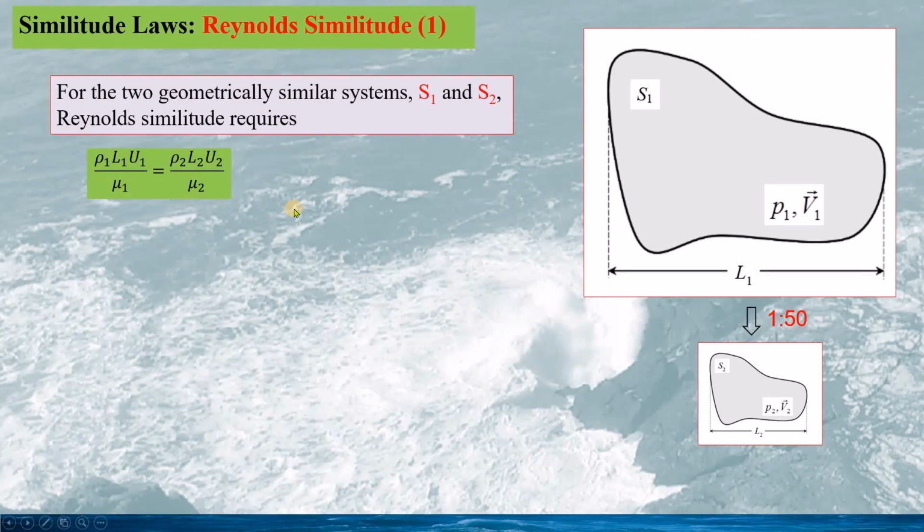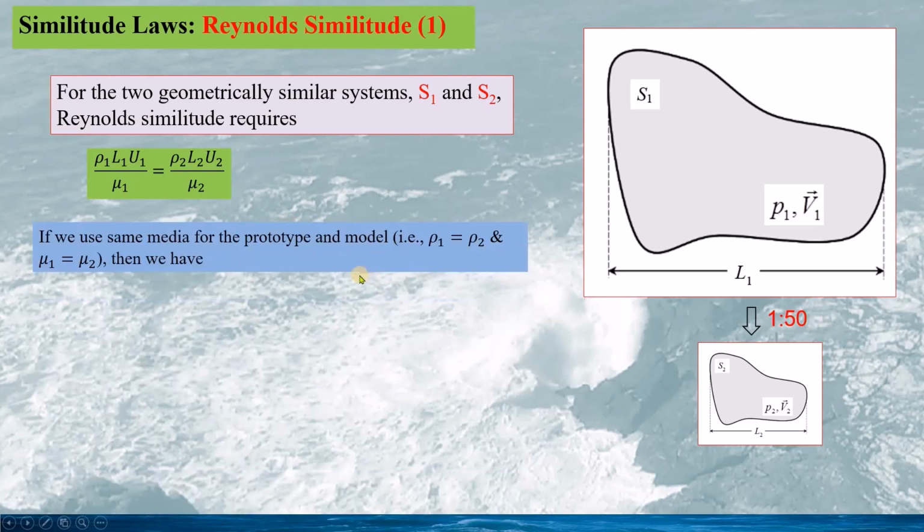Since we normally use the same fluids for the full scale and the scaled model, for example, the sea water and the fresh water in the tank, we can assume the densities are the same and the fluid viscosities are the same. Thus, we have the relation based on the Reynolds similitude as this. And we can calculate the model speed from the Reynolds similitude. We have the expression as this.